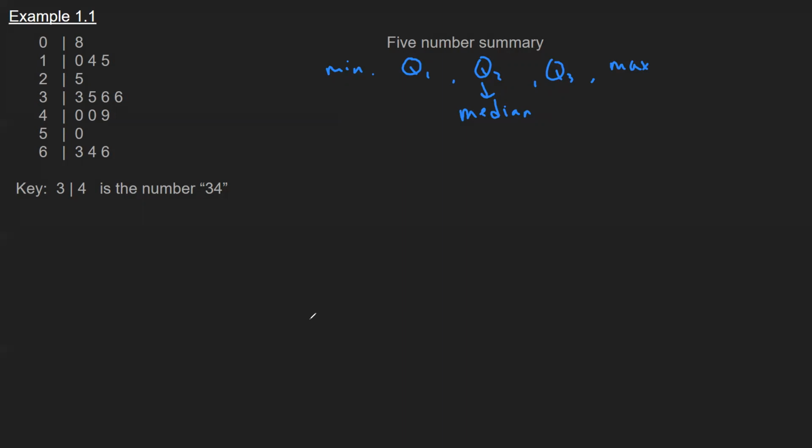So if there's only one digit, then we have just the tens on the left and the ones on the right. And typically, there's going to be a key telling you how to read. So if I see a 3 on the left, a bar, a 4 on the right, then that's just the number 34. Right? And another important thing we want to be able to do is go through and count how many of these values we have.